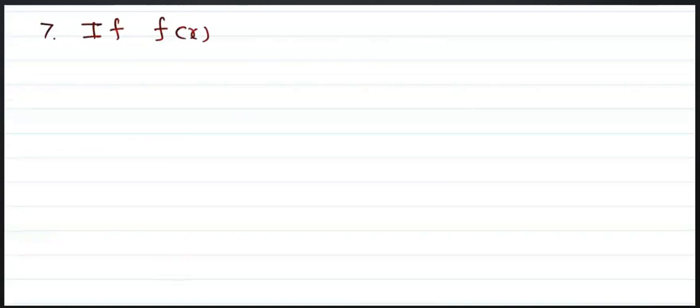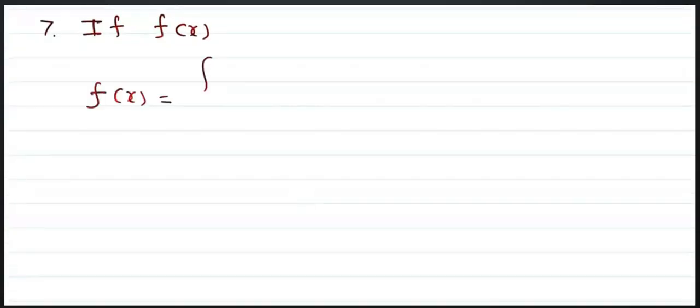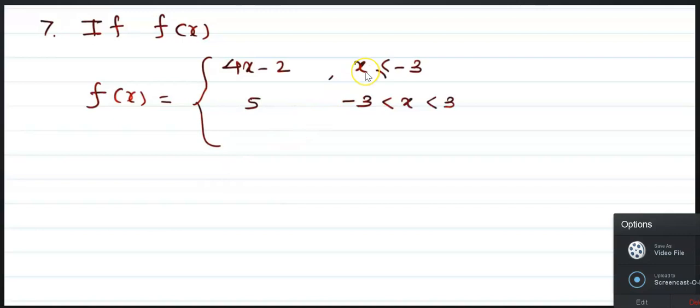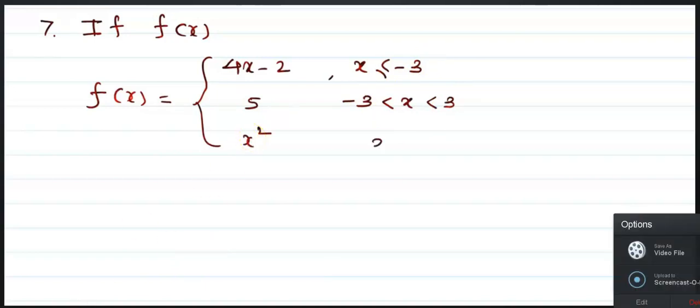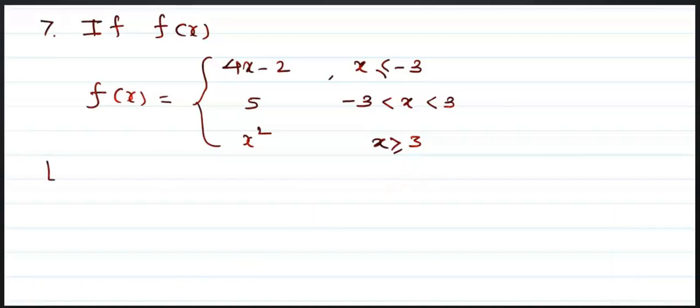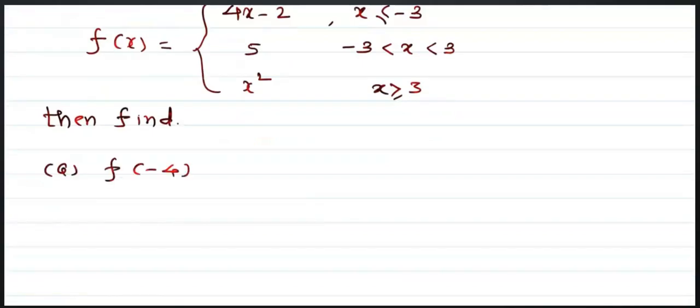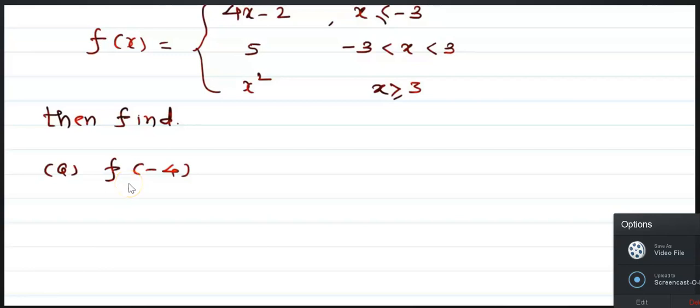Now the 7. If f of x is 4x minus 2 for the value of x less than or equal to minus 3, f of x is equal to 5 for the value of x lying between minus 3 and plus 3, and equal to x square for the value of x greater than or equal to 3. Now find out the value of f of minus 4.